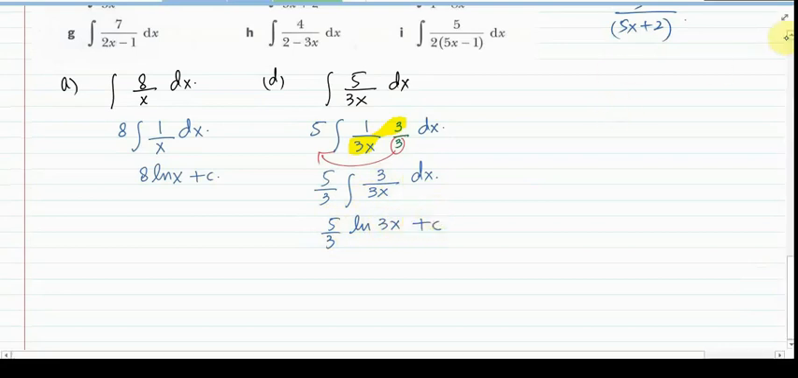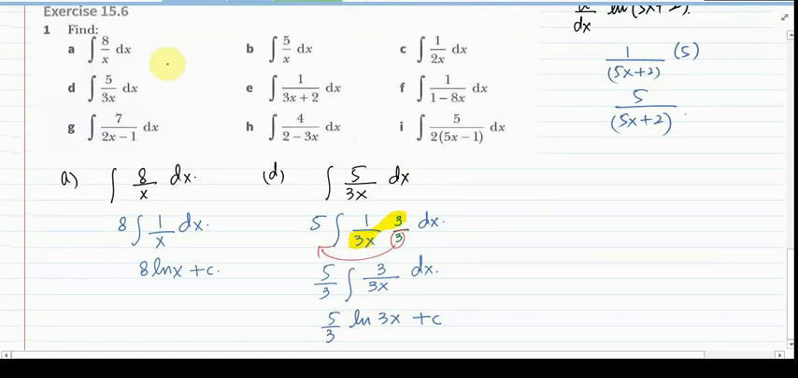Alright, so moving on to the next one. We have done part A, part B, and now part F. Integral of 1 divided by 1 minus 8x dx. First give it a try by yourself. Time is 2 minutes. Think about it and then I will tell you the answer, so stop.